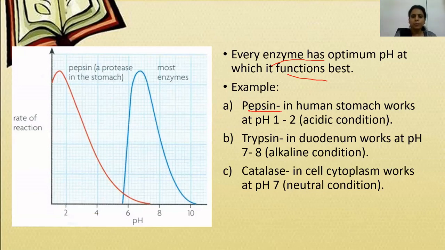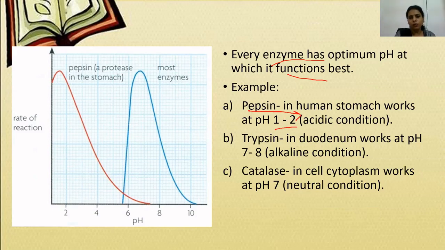Now this pepsin is released in the stomach, and you are aware that our stomach always produces gastric juice, and hydrochloric acid is a very important part of gastric juice. So this pepsin enzyme works in acidic condition in the presence of hydrochloric acid. The pH of hydrochloric acid is 1 to 2. Hence the pepsin enzyme works in acidic condition. Pepsin always requires a very low pH of 1 or 2.